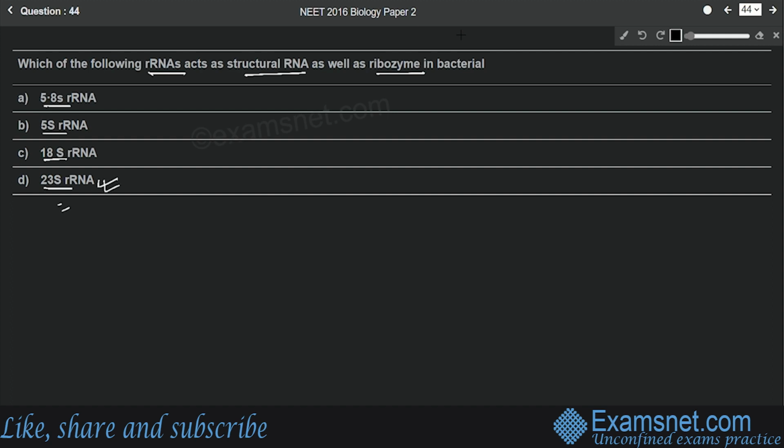It acts as structural RNA as well as ribozyme in bacteria, that is prokaryotes. And what is ribozyme? It is the RNA that acts as an enzyme. So this 23S rRNA also acts as an enzyme during the process of translation in bacteria.